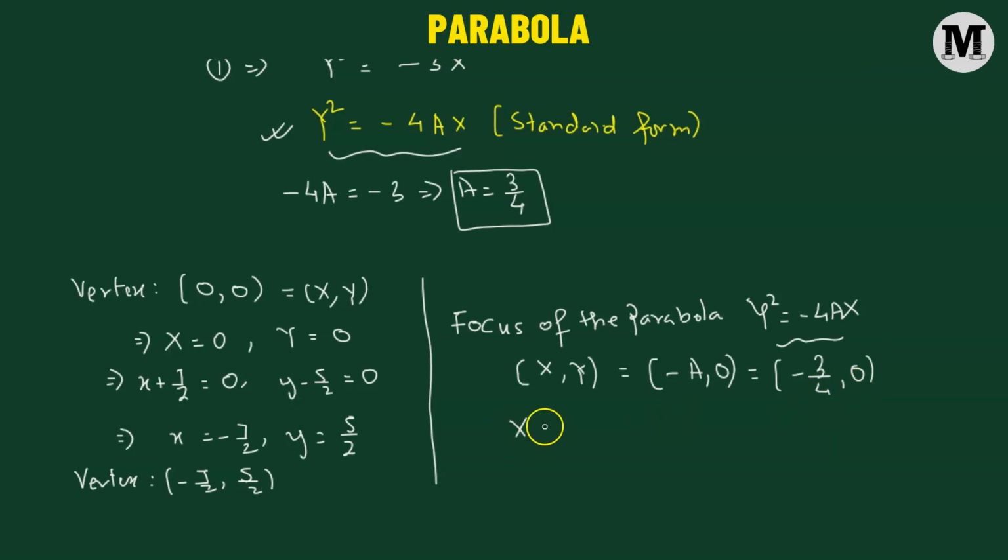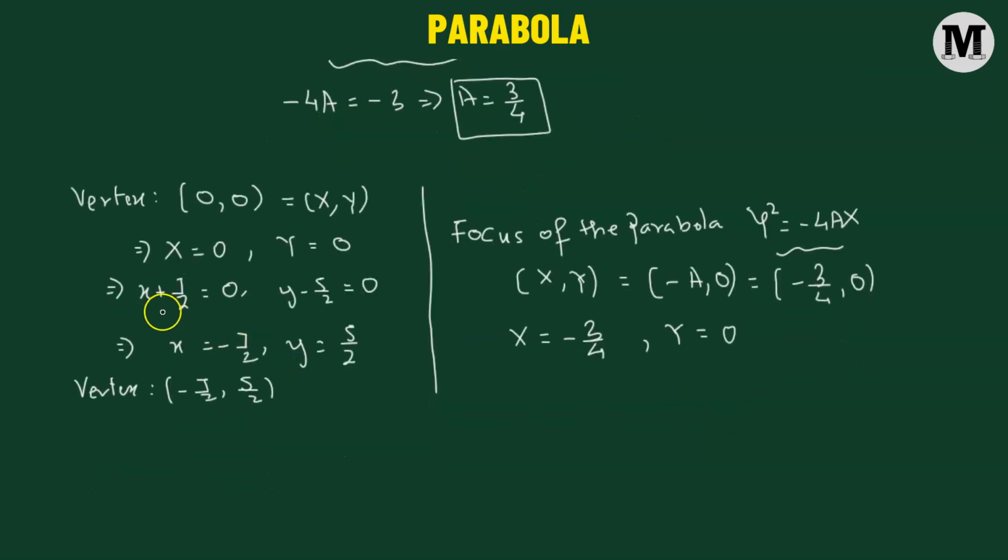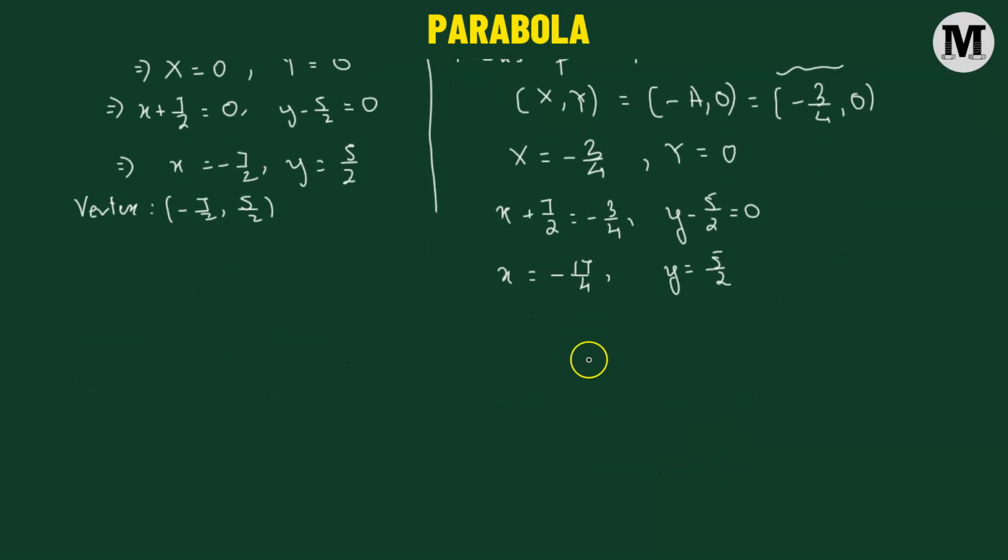Now here we can equate X with negative 3 over 4 and the value of Y will be equal to 0. Since we have already considered X to be x plus 7 over 2, we have x plus 7 over 2 equals negative 3 over 4, and y minus 5 over 2 equals 0. So let's solve for the value of x. x will be equal to minus 17 over 4, and the value of y will be equal to 5 over 2, which means the coordinates of the focus will be negative 17 over 4 comma 5 over 2.